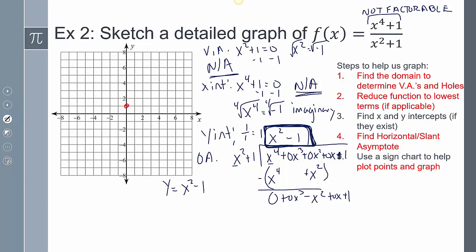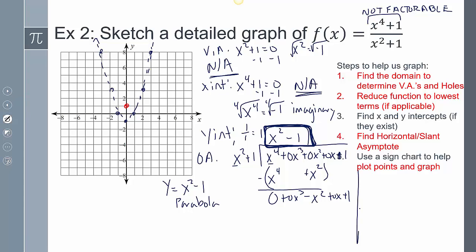Now I can go through and try to plot that. This is a parabola, and if you remember your parent graphs, this will help us out. It starts at -1, and then from there we can construct our parabola. And so this is our asymptote. It's a parabolic shaped asymptote. So now that I have my asymptote there, I can plot points to be able to graph the rest of this.